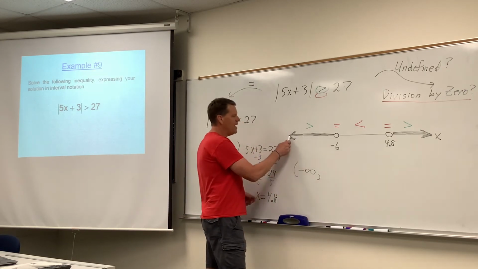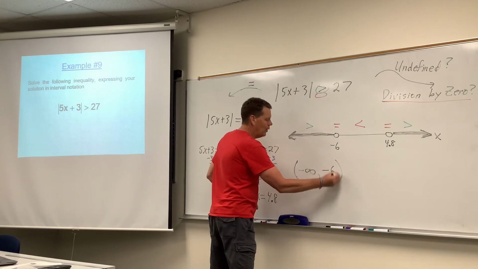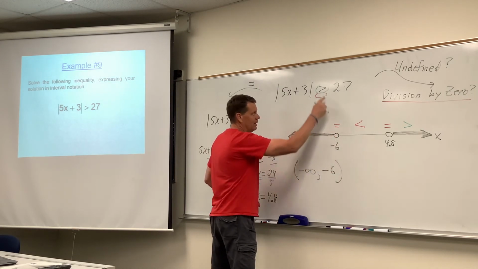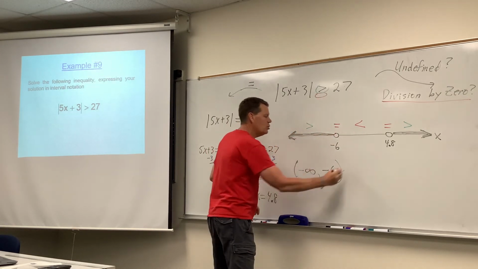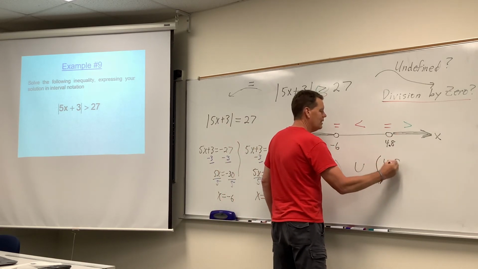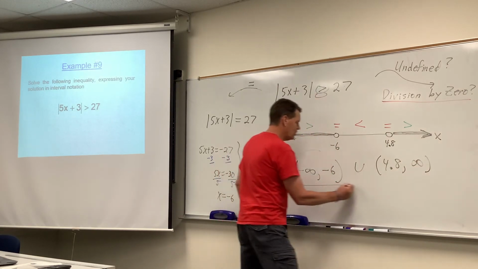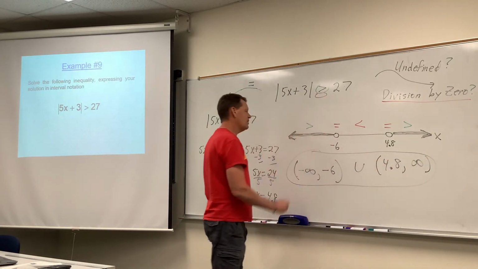Anyway, negative infinity to negative 6, parenthesis, right? Equal to is not there. Union, and then from left to right, parenthesis 4.8 to infinity. And there would be the answer to the question as it was in its original state.